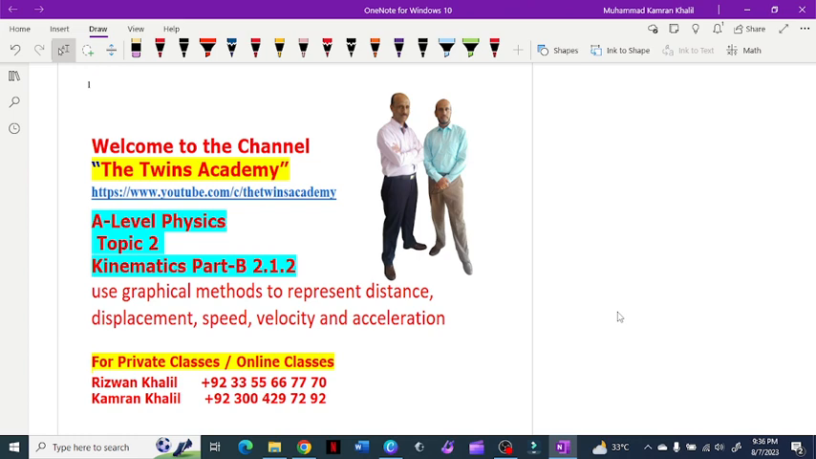Students, we have already discussed the topic related with kinematics which we started earlier. In the first video, you got the concepts related with distance, displacement, acceleration, velocity, and the difference between distance and displacement. All these things we have already learned, along with some past paper questions. Today in this lesson, I will teach you the graphical method to represent distance, displacement, speed, velocity and acceleration. So today's topic is particularly related with the graphical portion of kinematics.